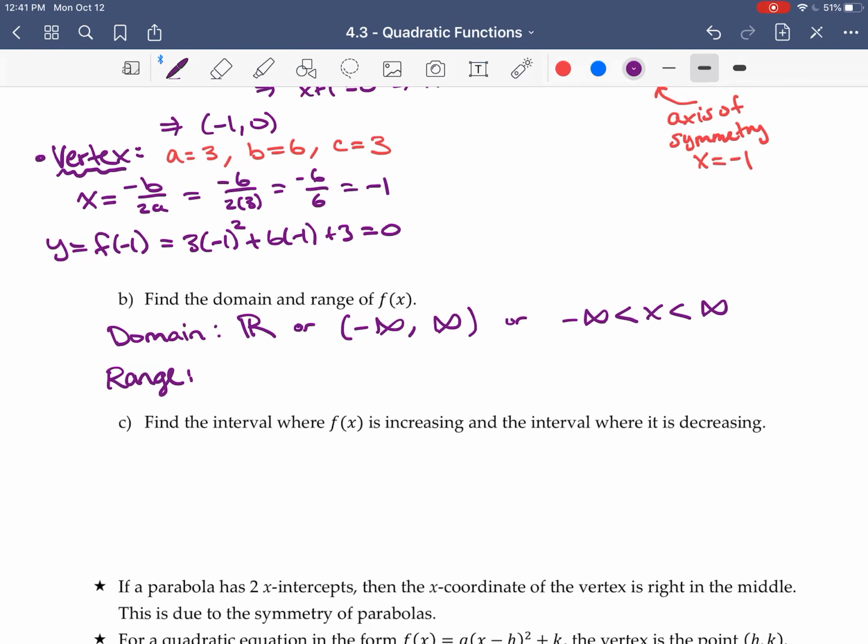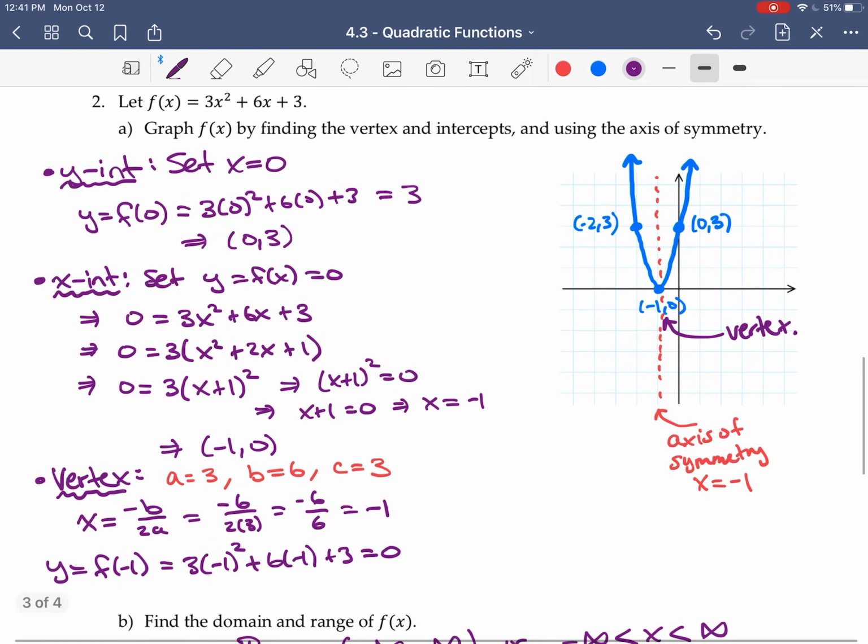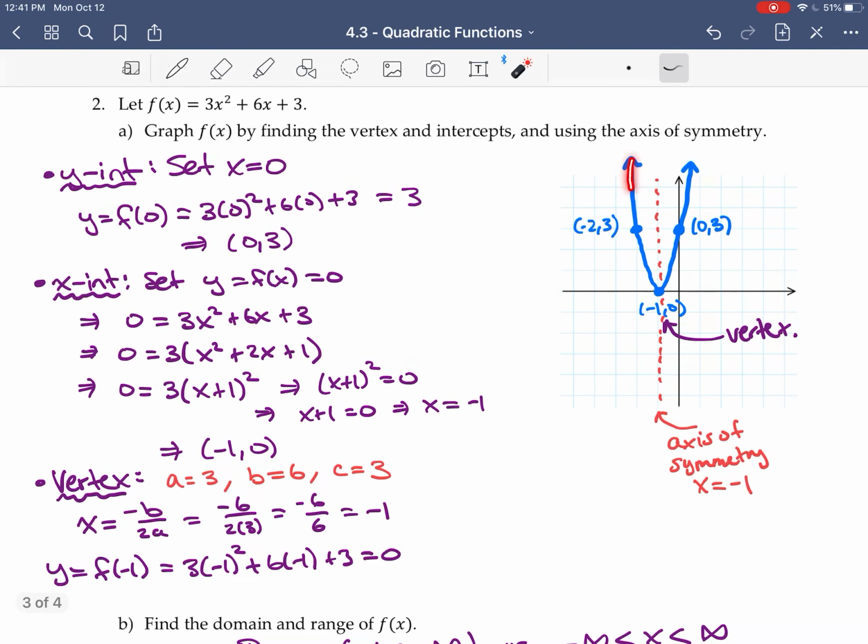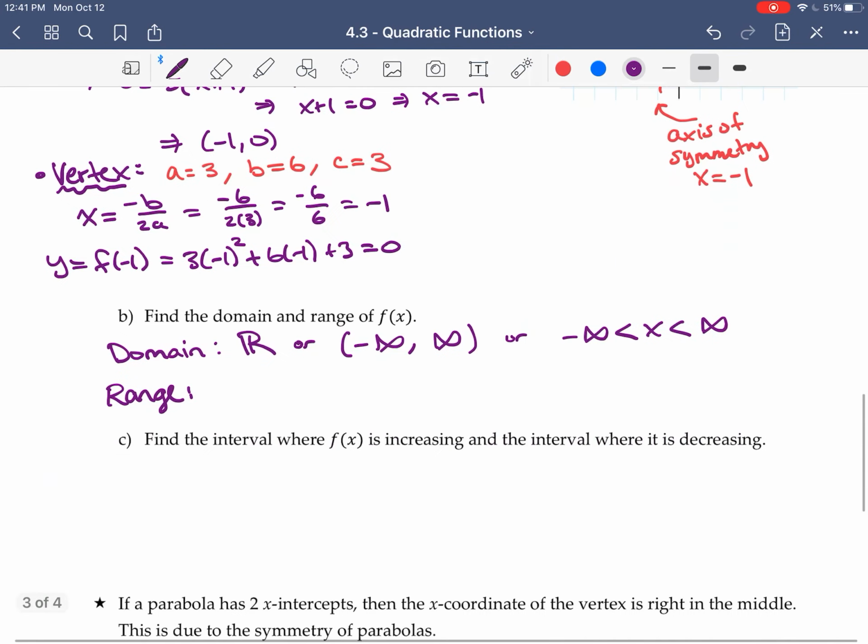Now the range is all the y values that are hit. If I look at this graph, the only y values that it touches are 0 and higher. So that means the range is y at least as big as 0, or the interval from 0, including 0, to infinity.